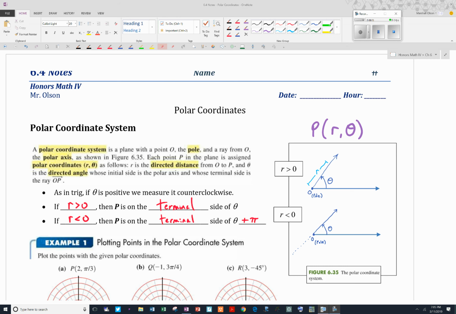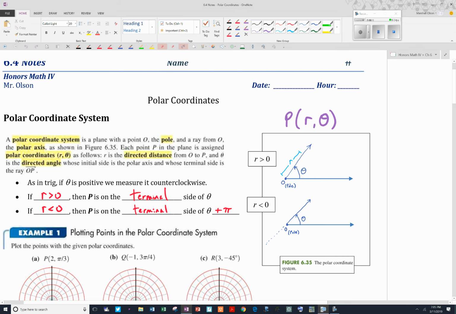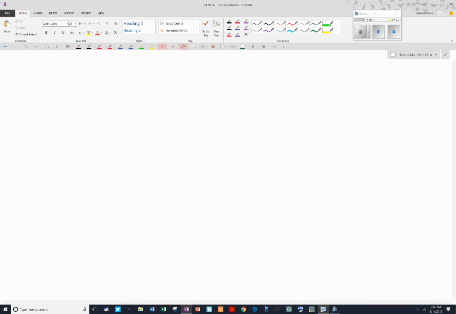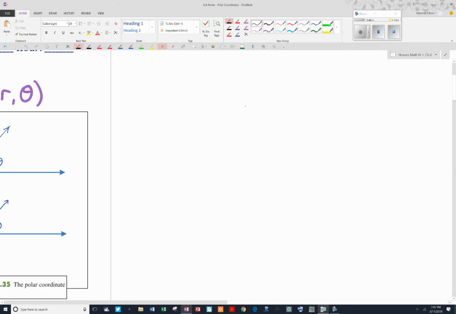All right, we're going to be graphing points in the polar coordinate system. And then in the next section, well, this is 6.4, but in the next section, 6.5, we'll actually be graphing some polar equations as well. I'm just going to do a quick lead into what we're talking about here. Just going to graph a simple point like (2, 2).